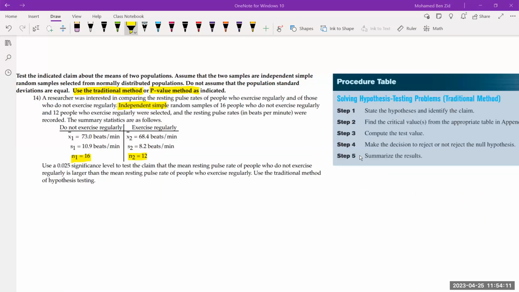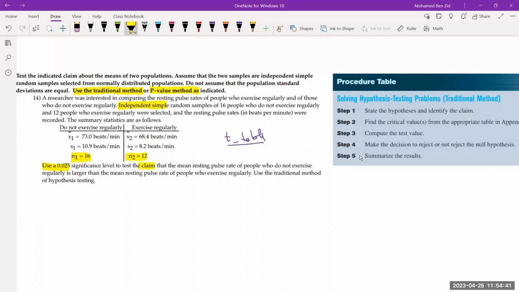All right, so we said this is an independent sample. And we said as well that N1 and N2 are less than 30. So definitely we're going to use the T table, right? So I hope this is clear. Now, we are looking at the claim. We're going to use the 0.025 level of significance to test the claim.